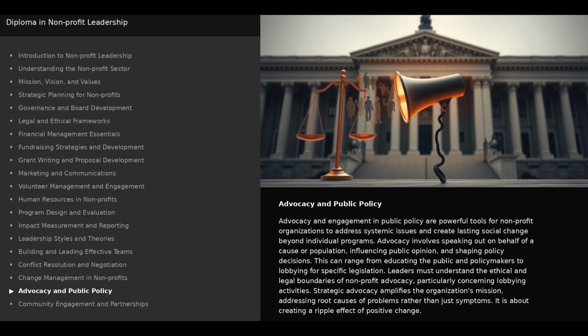Leaders must understand the ethical and legal boundaries of nonprofit advocacy, particularly concerning lobbying activities. Strategic advocacy amplifies the organization's mission, addressing root causes of problems rather than just symptoms. It is about creating a ripple effect of positive change.